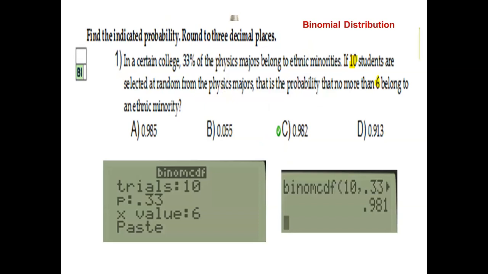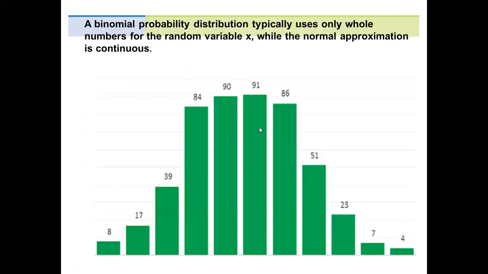Here's an example of something we did back in chapter 5, section 5.2. Certain college, 30% of the physics majors were ethnic minorities. If 10 students are selected, what's the probability that no more than 6? The key thing is, back in the binomial distribution, in 5.2, we were working with discrete whole numbers like 10 and 6. We went to second function VARS, came down to binomial, in this case CDF, and we found the answer. So when we have a binomial distribution, we typically use only whole numbers for random variables.